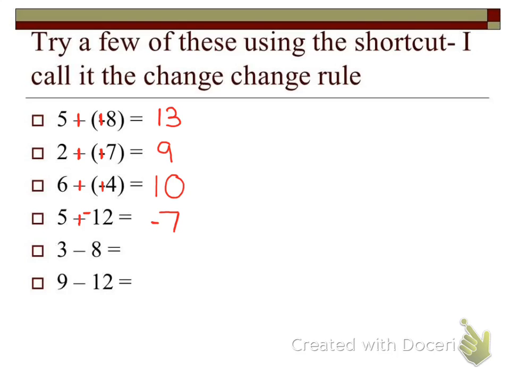3 minus 8, I've got one subtraction sign there, so I'm going to change it to 3 plus negative 8. Again, I've got different signs, so the difference between 3 and 8 is 5. 8 is bigger, and 8 is negative, so it's going to be negative 5. 9 minus 12, one subtraction sign here, so I need to change that to 9 plus negative 12. Different signs, so the difference between these two numbers is 3. 12 is bigger, and it's negative, so I'm going to have a negative 3.